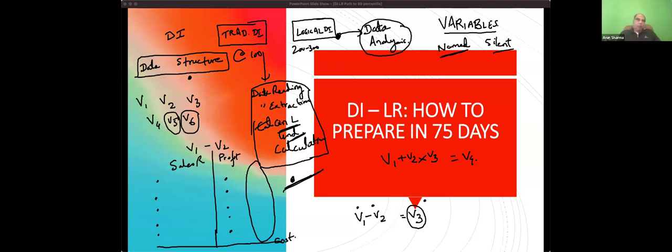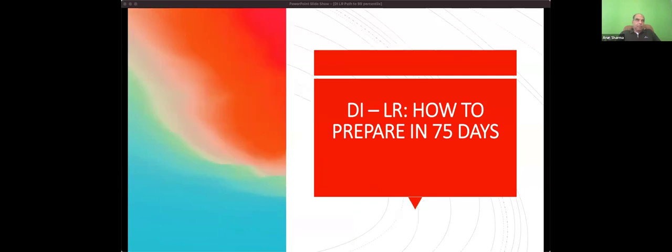So the key insight, and somebody was asking about chapters: please understand that there are no chapters in data interpretation. Pie chart, bar chart, line graph, these are not chapters. They are data representation. In DI, these are not chapters. Why don't I call pie chart a chapter?